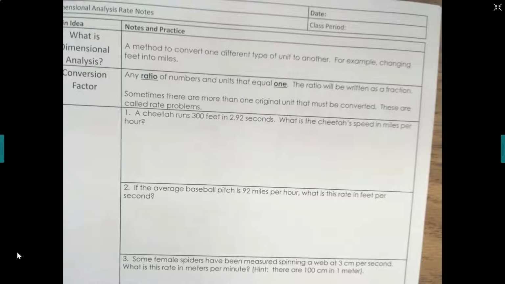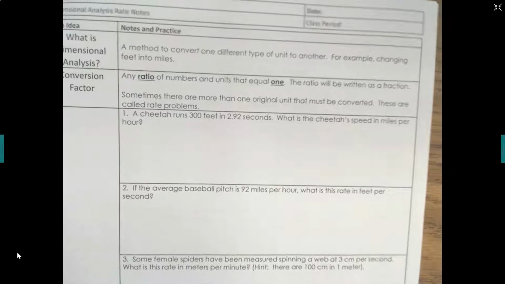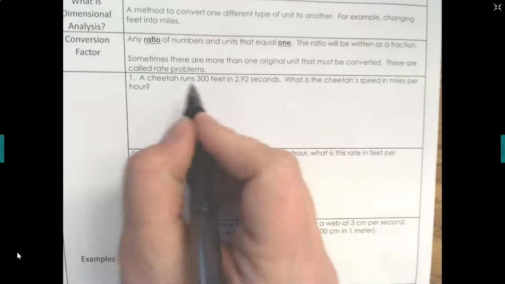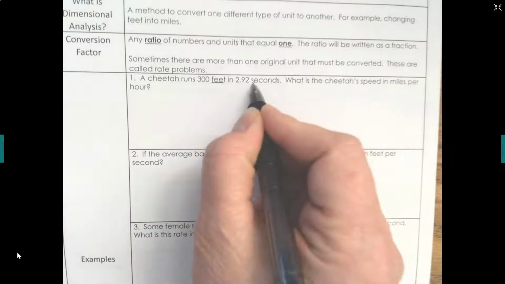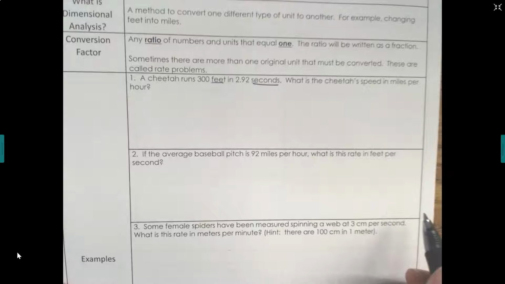Okay, and so let's just jump right in. We're going to be using all the tools that we have learned over the past 3 lessons to complete this. So we have a cheetah that runs 300 feet in 2.92 seconds. What is the cheetah's speed in miles per hour? So right now, we're in feet per second. Okay, and we need to convert both of those into different units.